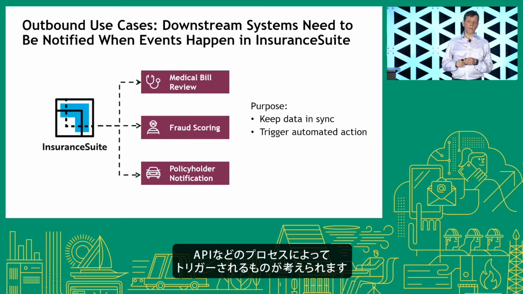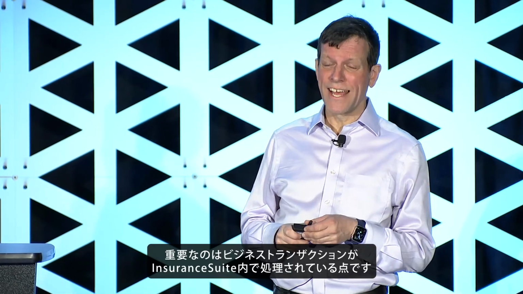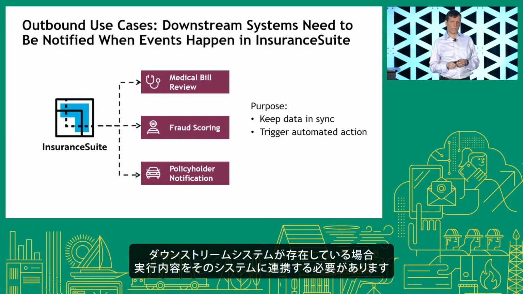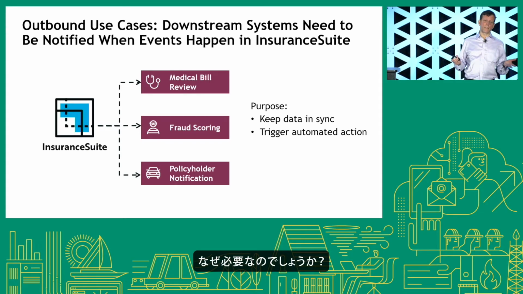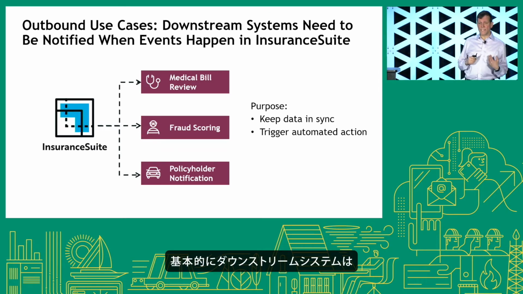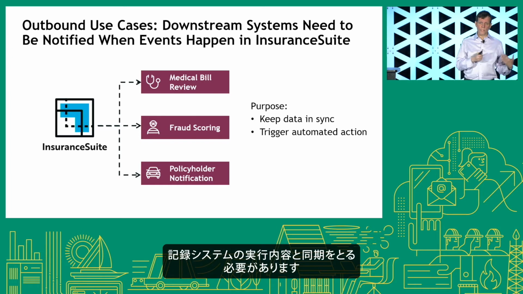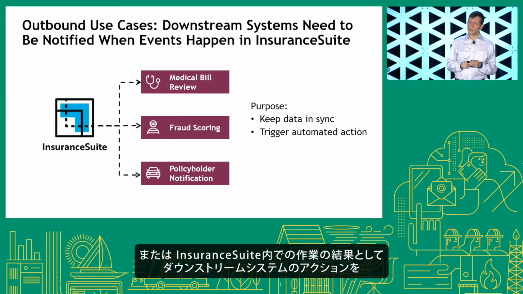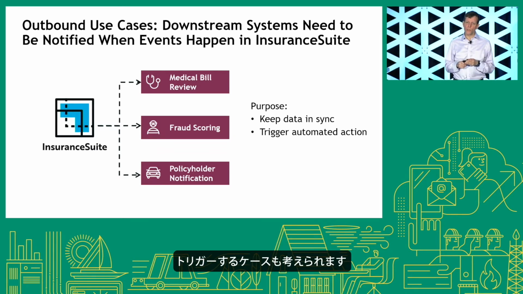Or it could be triggered by an API or some kind of process. But the point is, business transactions are getting committed in InsuranceSuite. And then you have downstream systems, and they need to know what is going on. Why do they need to know? Basically, they often need to keep their data in sync with what is happening in the system of record. Or it might be the case that you want to be able to trigger an action in the downstream system as a result of work that occurred in InsuranceSuite.